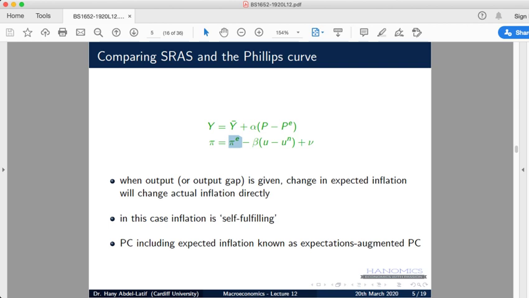So that's what we call the inflation in this case self-fulfilling, because when people's expectations for inflation go up, that means the actual inflation rate will go up too. As I already said before, the Phillips curve that includes expectation or expected inflation is known as the expectations-augmented Phillips curve, and this is one of the very important implications that you can see here now. That means if people expect inflation to rise, the actual inflation rate will go up as well. This is something we learn from this comparison between both curves.